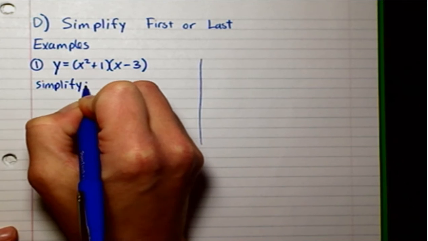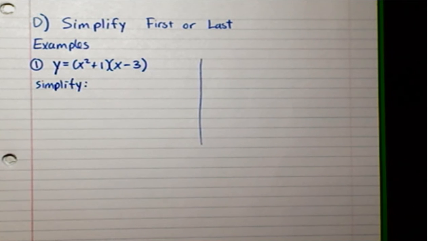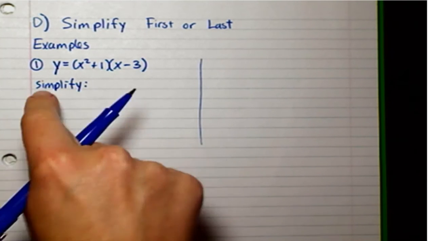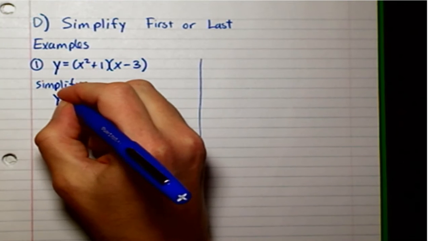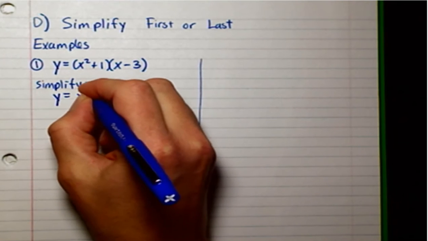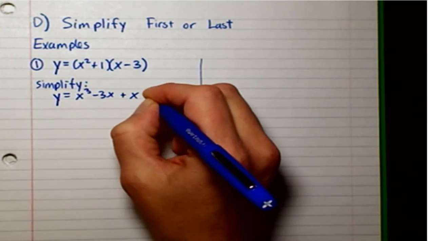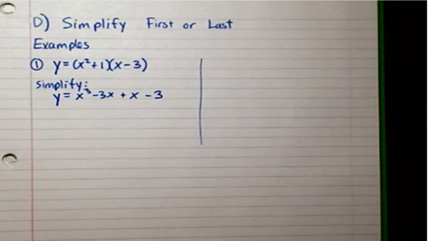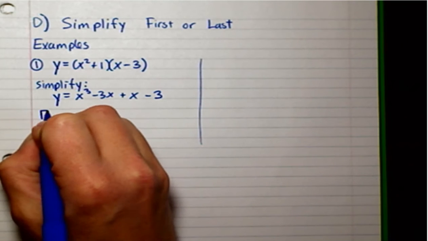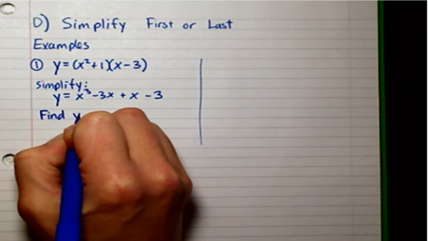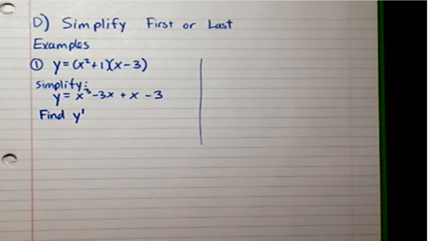Okay? So we're going to simplify. That means actually multiply out. So I'm going to do the FOIL here. So y equals first, outer, inner, last. And most of the questions are find y prime. Okay, find the derivative.